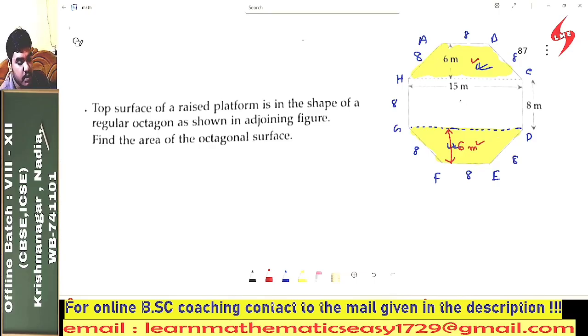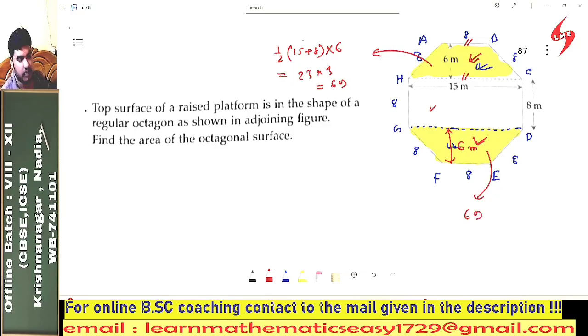So here it is a rectangle, a trapezium, and another trapezium, the same trapezium. So I have to find this area. That means half into the parallel sides, which are 15 and 8. So 15 plus 8, and the distance between them is 6, into 6. So this is 23 into 3, 69. So here it is also 69 meter square, of course.